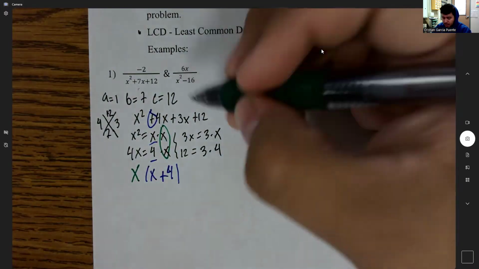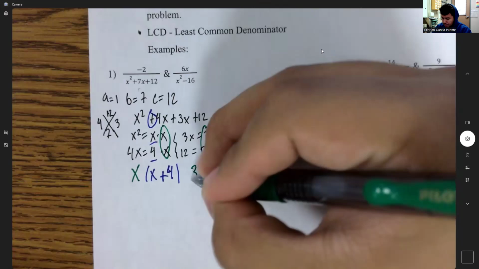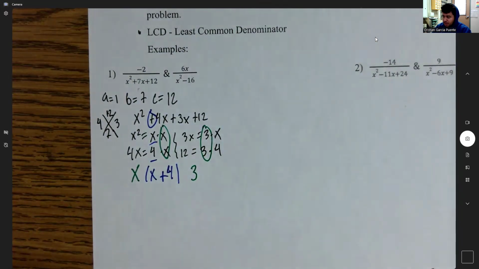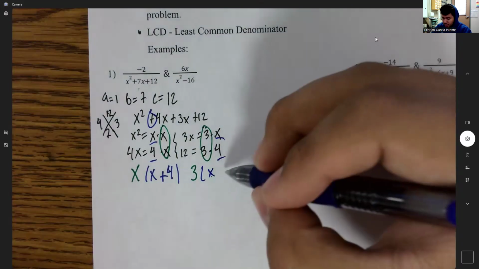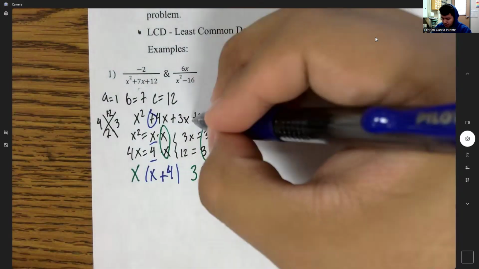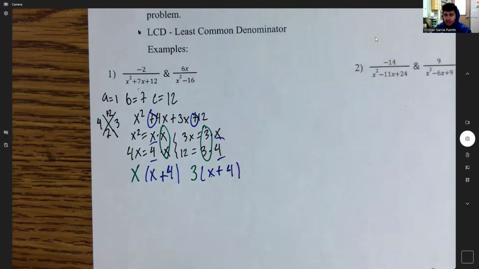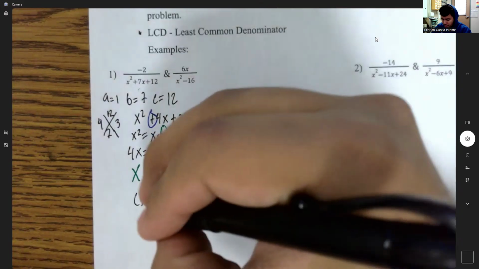What do the last two have in common? They have a 3. What do we not use in the top one? An x. What do we not use in the bottom one? A 4. And then your symbol in between is a plus. Now, what do these two have in common? They both have x plus 4 in common. So we'll put x plus 4.